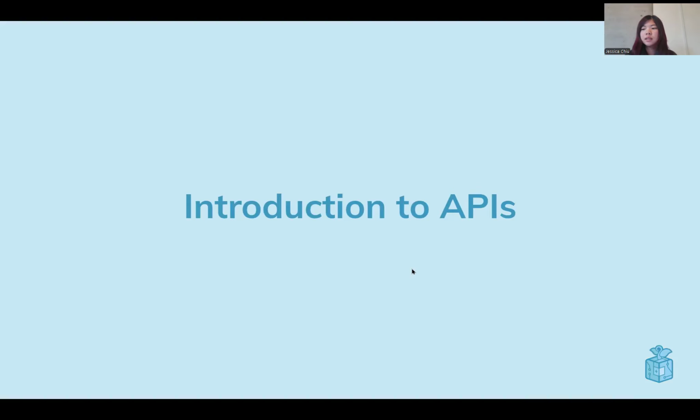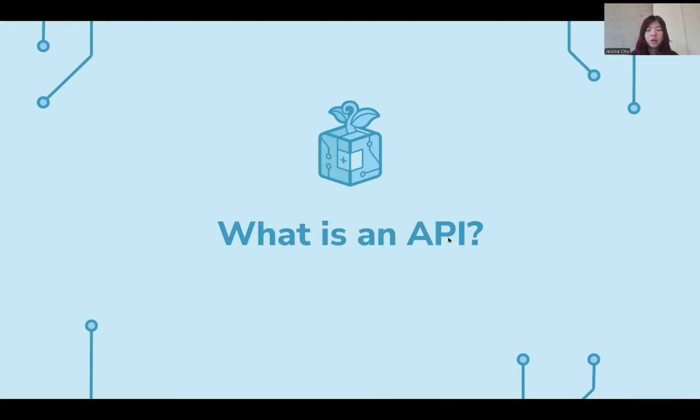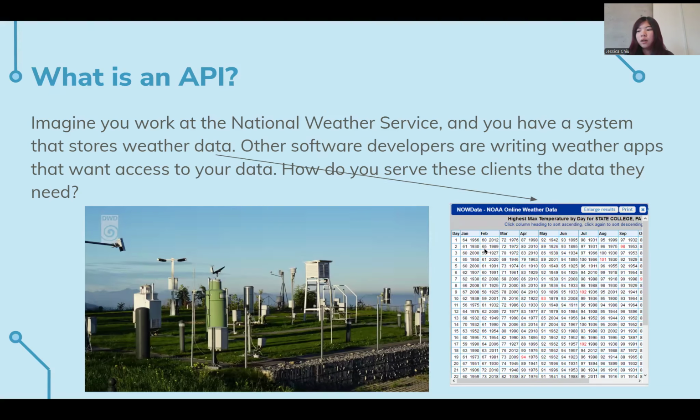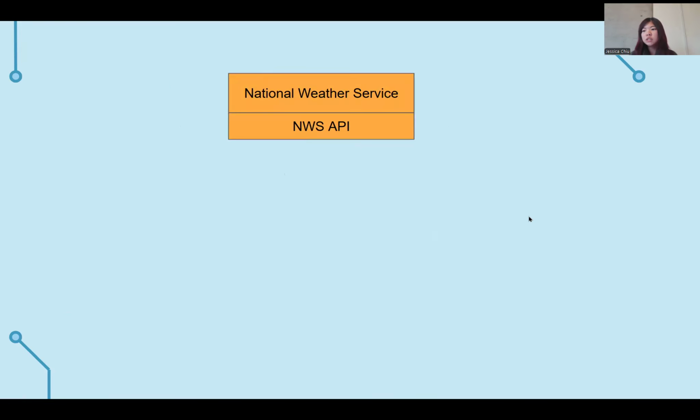Okay, so let's get into APIs. So, what is an API? Well, let's use this example to start us off, okay? So imagine you're working at the National Weather Service and you have a system that stores weather data. Other software developers are writing weather apps that want to access your data. So, how do you serve these clients the data they need? Well, we don't want to just give them direct access to our database. That could get complicated, and we don't want them to have that much agency to our data. So instead, what we're going to do is create an API.